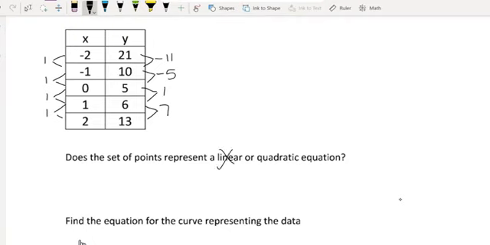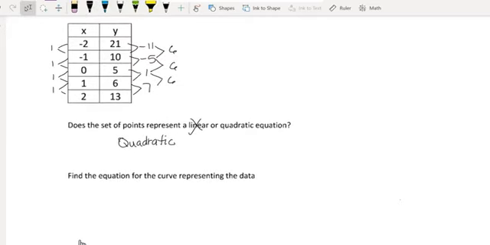So I'm going to find my differences again. 7 minus 1 is 6. 1 minus negative 5 is 6. Negative 5 minus negative 11 is 6. I found that the second level of differences is a common difference of 6. So this is going to be a quadratic equation.